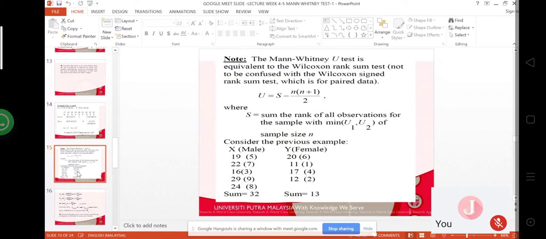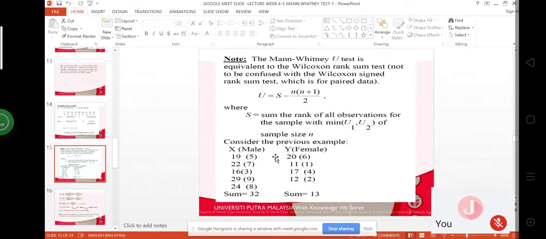Not to be confused with the Wilcoxon signed rank test that you have seen before for paired dependent samples. So basically, how to compute U is by using this formula. Either U1 or U2, you use this formula, where S is the sum of the ranks of all observations.